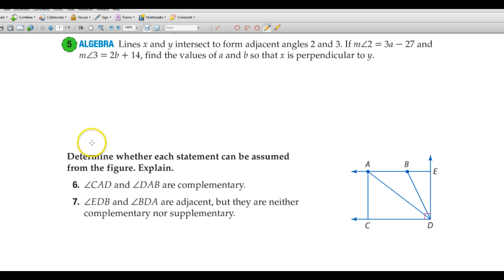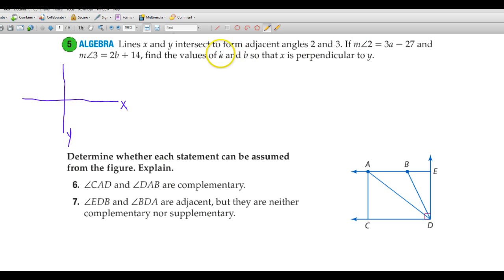Number 5, lines X and Y intersect to form adjacent angles 2 and 3. If the measure of angle 2 is 3A minus 27, and the measure of angle 3 equals 2B plus 14, find the values of A and B so that X is perpendicular to Y. So we'll start by drawing X and Y, and we want the values so that these two lines are perpendicular.